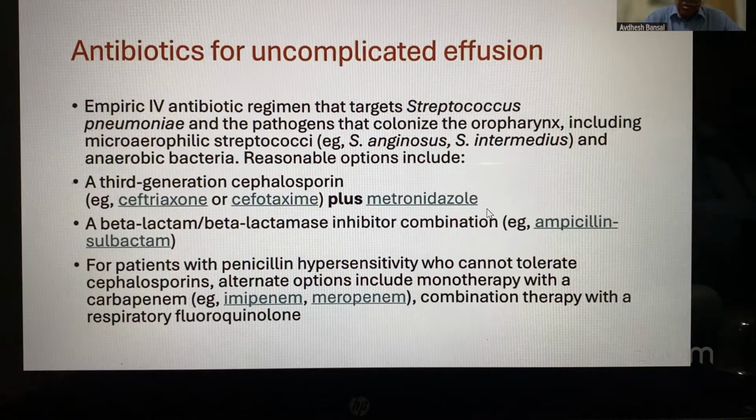So what are the antibiotics? I'm going to take this in 2 parts, antibiotics and drainage. Antibiotics obviously are started empirically, but you have to cover things like Streptococcus pneumoniae, which is the commonest organism, or pathogens which are colonizing the oropharynx, like streptococci or anaerobic bacteria. So a reasonable option would include a third generation cephalosporin plus metronidazole. A beta-lactam or beta-lactamase inhibitor combination like ampicillin and sulbactam can also do. But for patients with hypersensitivity or who cannot tolerate cephalosporin, monotherapy with imipenem can also suffice. Or you can give a combination therapy with respiratory fluoroquinolones.